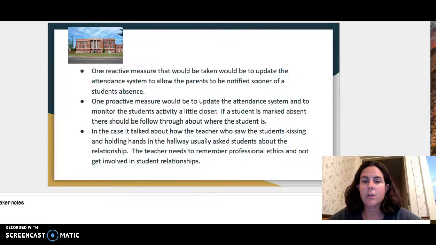One reactive measure that would be taken would be to update the attendance system to allow the parents to be notified sooner of a student's absence. That would also be a proactive measure. I would think that the parents probably should be notified immediately if they do have a system like that, whether or not their student was absent. In the case, the teacher talked about how she would inquire about teenage relationships, and I think to be professional, she should probably not do that in the future.